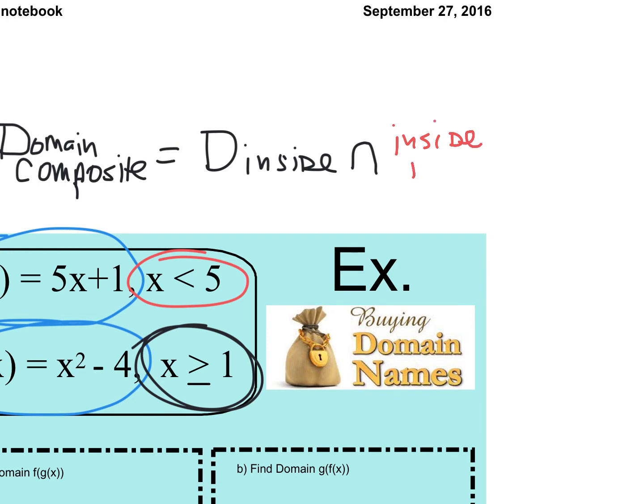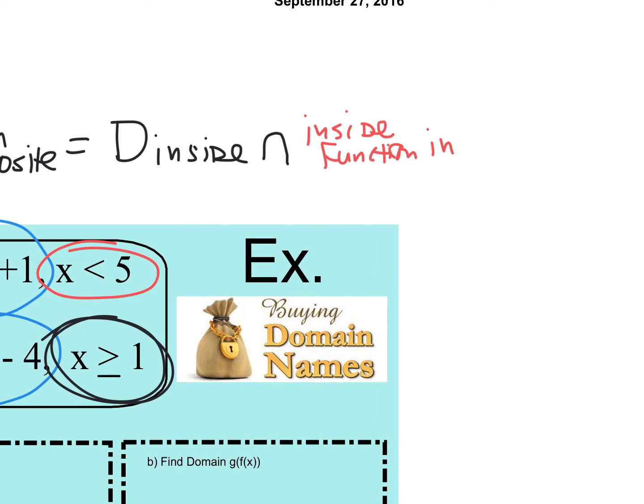The inside function in the domain of the outside. You've got to memorize that. Not making this ambiguous. It's very clear. We're not going to give it to you. You have to have that formula memorized to be able to have a chance to do this problem.